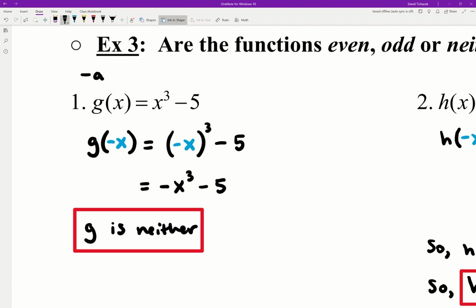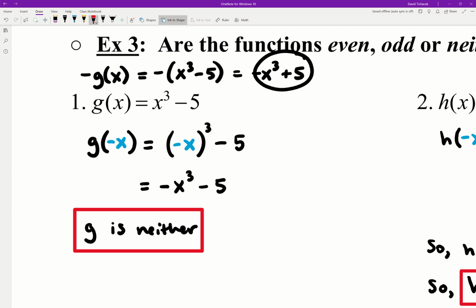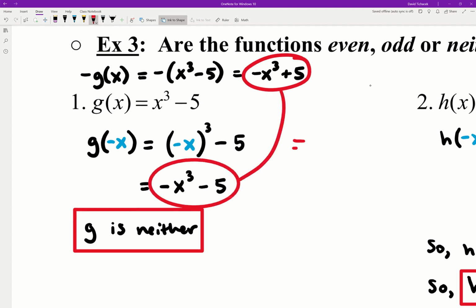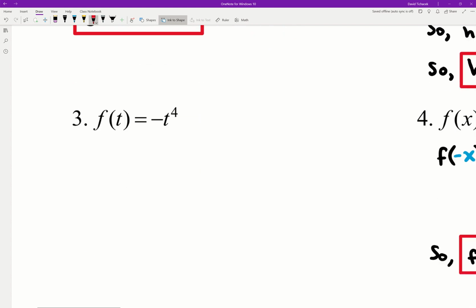negative g of x would look like, then that would look like this. It would look like negative x to the third minus 5, distribute that negative in, and you would get negative x to the third plus 5, okay? That is something that is also not equal to what we ended up with here, okay? So again, that's why we're saying neither there, because neither of these things match up to what we ended up getting. We'll make that conclusion of it being neither, okay?